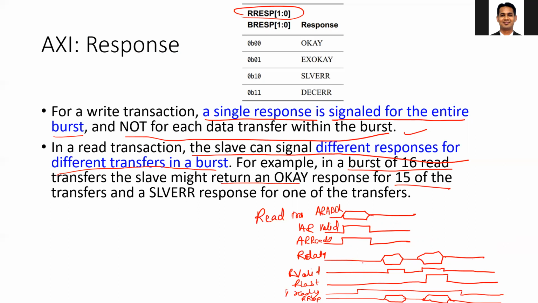By using this R response, we'll say whether this data is actually correct data or corrupted data. Now you may wonder why I need this R response signal when I have the R valid. We need to understand that R valid is used to say that I have transferred the two transfers in a burst as per the request from the master, because the master will tell the size of the burst. So the R valid is just telling that this number of transfers are completed. But whether this data is valid or not, that can be communicated via the R response.